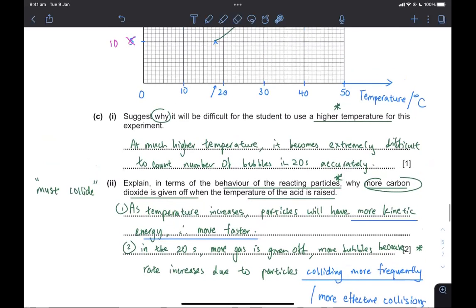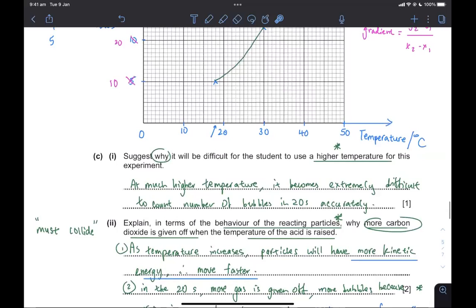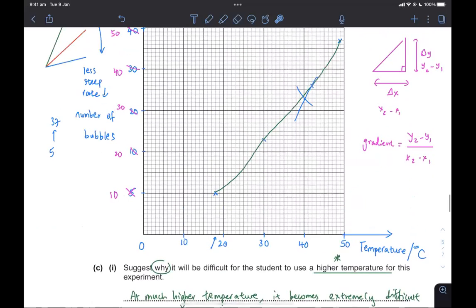At very high temperature, you're going to get a lot of bubbles. It makes it difficult to count manually. Okay, it doesn't make sense for you to count how many bubbles when it's very rapid, when it's very fast, very difficult to count. Okay, now my graph is wrong.